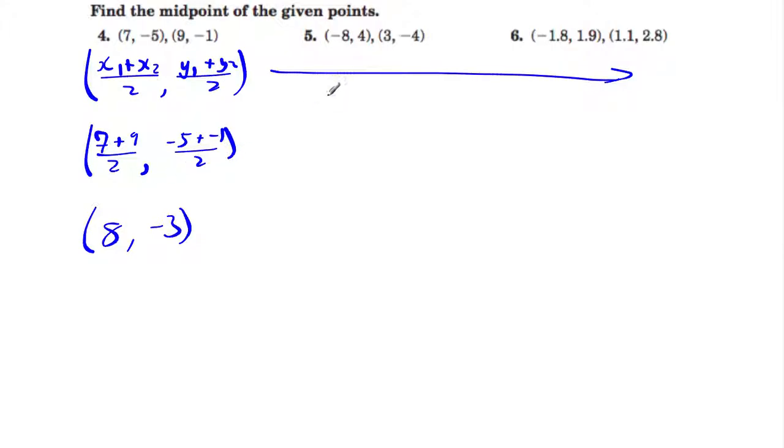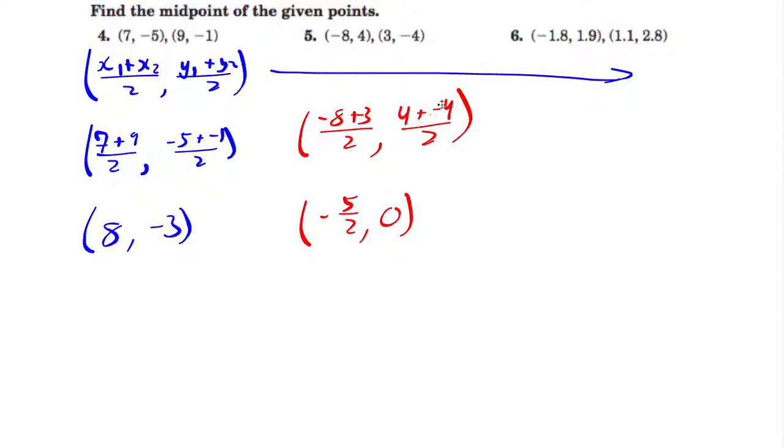So that's the answer for the first one. And then we're going to have negative 8 plus 3 over 2. And then 4 plus negative 4 divided by 2. So this is going to be a negative 5 halves and 0. 0 divided by 2 is 0. And then here, this is an odd number, so we just leave it like that. And that's perfectly fine. Leave an improper fraction as an improper fraction.